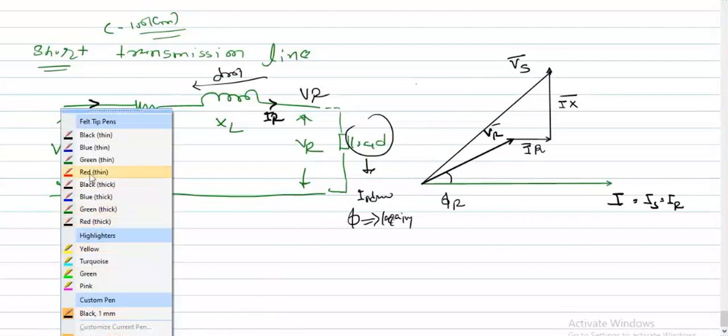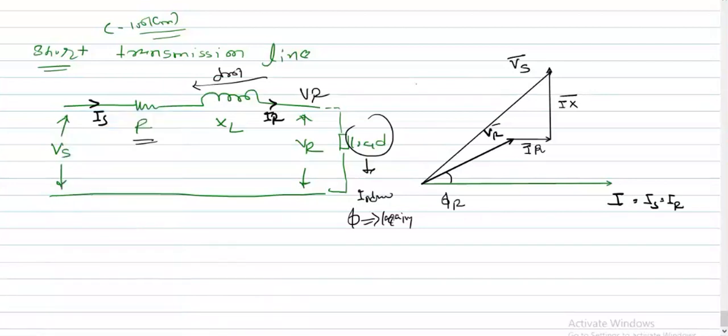I will use another pen, let's say a blue pen, and I will create a dot here. So this is your phi r, and this is your phi s.